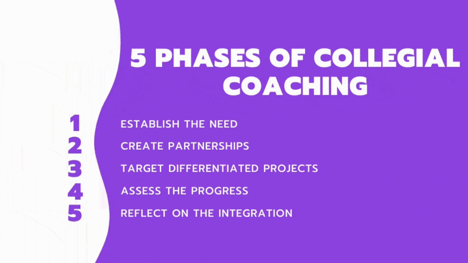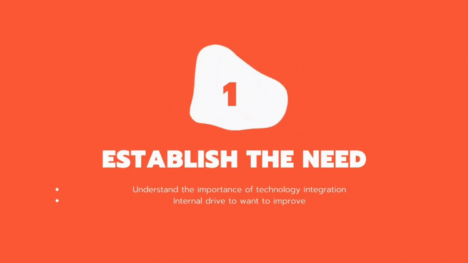The 5 phases of the collegial coaching model create a cycle that can be repeated as many times as necessary. At the end of a project, many groups will decide that they want to continue their learning and continue expanding on the things that they've already developed. The reflection piece at the end creates a natural start for this cycle to start over again. The 5 phases include establishing a need, creating partnerships, targeting differentiated projects, assessing the progress, and finally, reflecting on the integration.